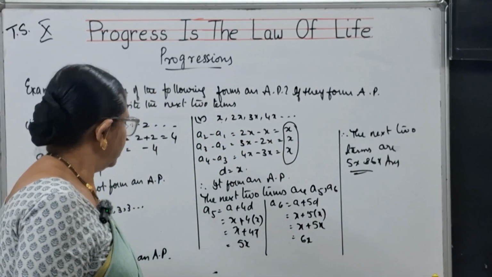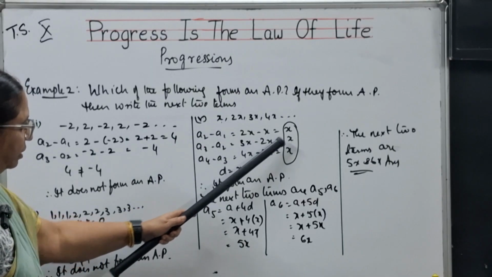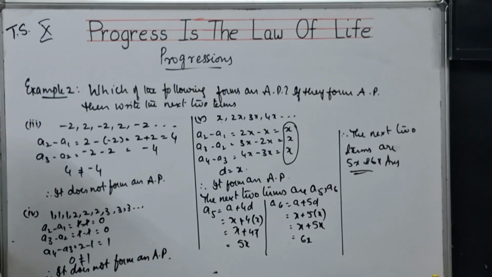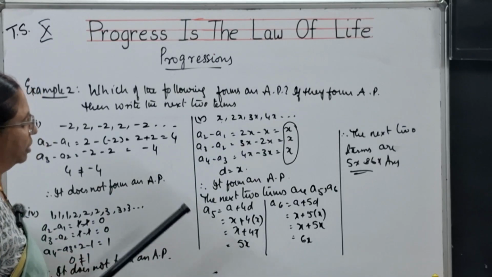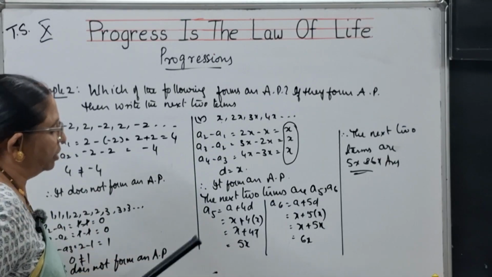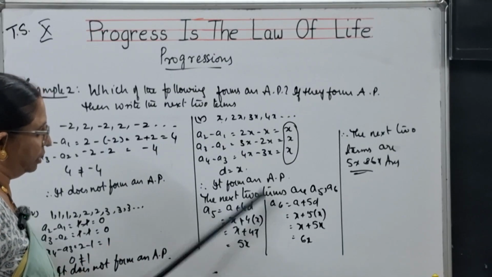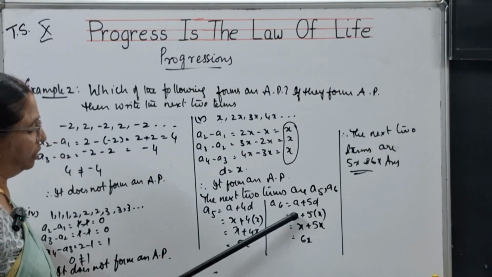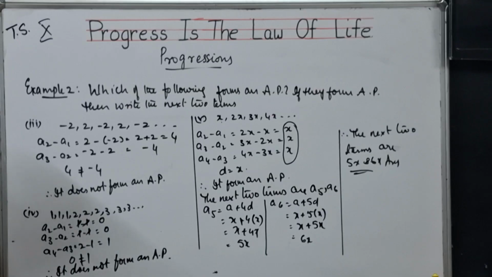In these cases, the fourth one, you didn't get an AP. Fifth one, a2 minus a1 is x. a3 minus a2 also is x. a4 minus a3 also is x. So common difference is x. So it forms an AP. So 1, 2, 3, 4 terms are there. So the next two terms are a5 and a6. a5 is a plus 4d. So a is x plus 4 into d, which is x, 5x. a6, a plus 5d. a is x plus 5 into x, 5x, that is 6x. So write down this, children. This is example 2.